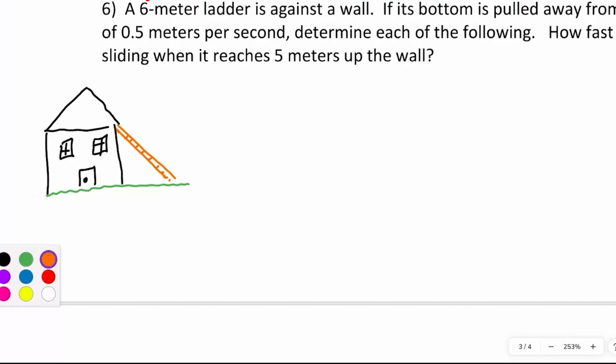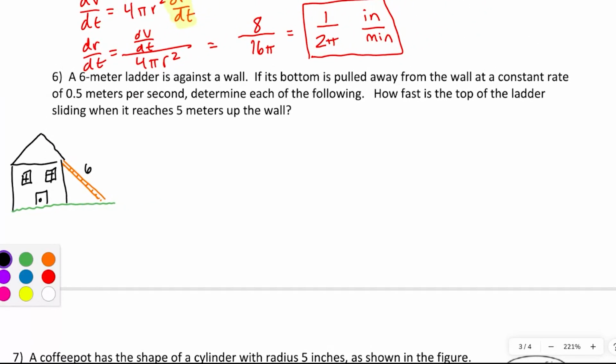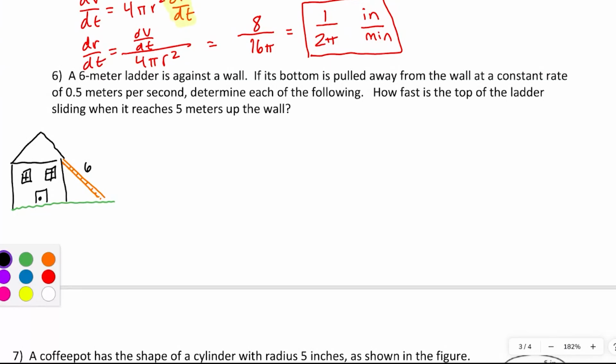All right, so it says that the ladder is 6 feet, or sorry, 6 meters. So we'll go ahead and label that. All right, so it says, let's keep reading here. If the bottom is pulled away from the wall at a constant rate of 5 meters per second, all right, so this is like our X, and here's our Y.